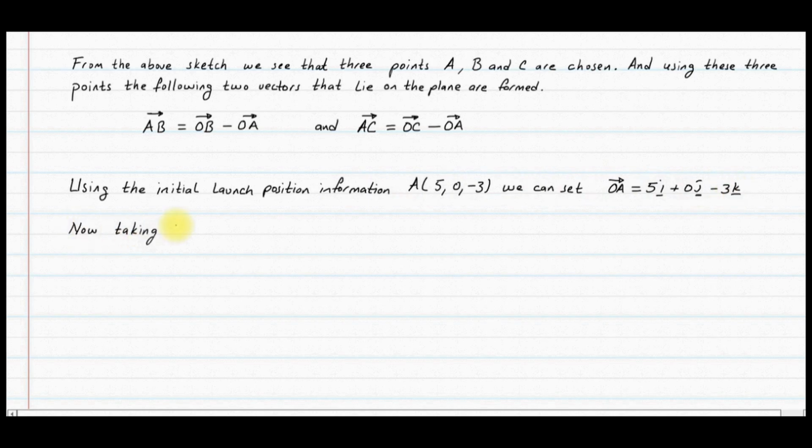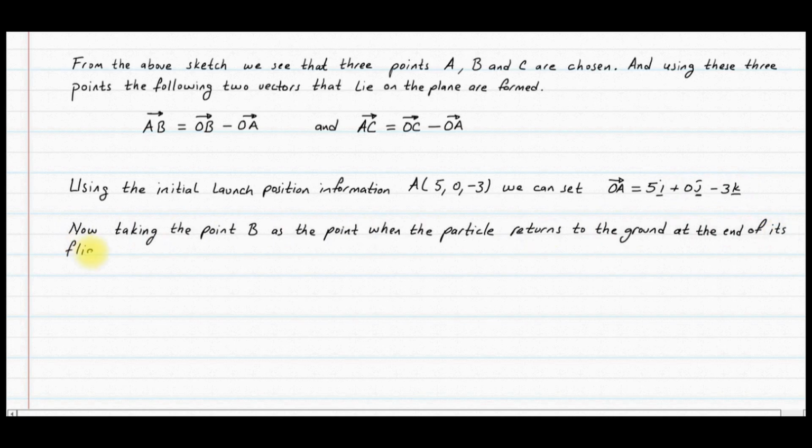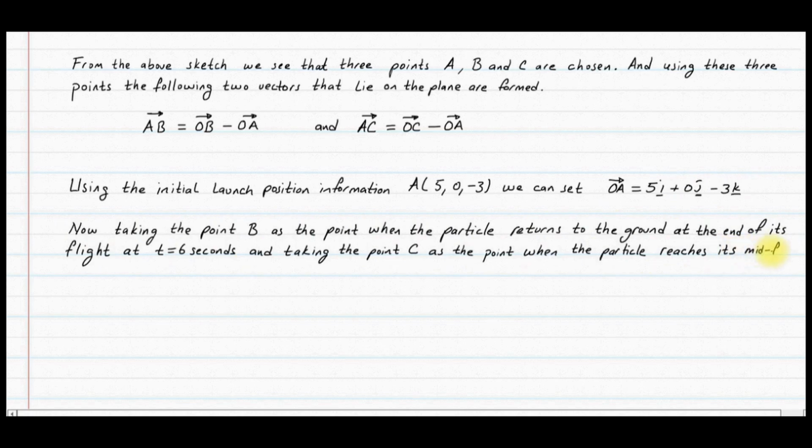Now, taking the point B as the point when the particle returns to the ground at the end of its flight at t = 6 seconds, and taking the point C as the point when the particle reaches its mid-flight at t = 3 seconds, we can obtain the vectors OB and OC as follows.